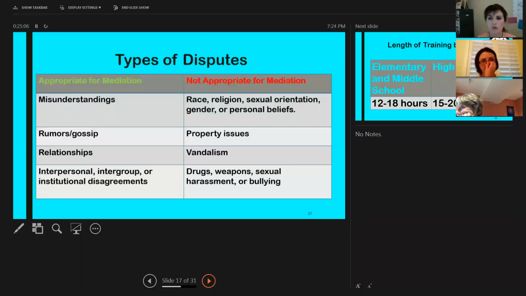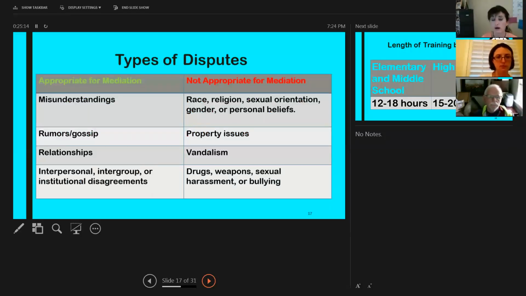Absolutely. Well, let's talk about types of disputes, because it's important that we know the types of disputes that can be mediated and what should not. Appropriate for mediation are misunderstandings. Like two kids are working on a project and one kid didn't know they were working on this subject, the other kid did, and then at the end they both get a bad grade and they're really upset with one another. That's a great case for mediation.